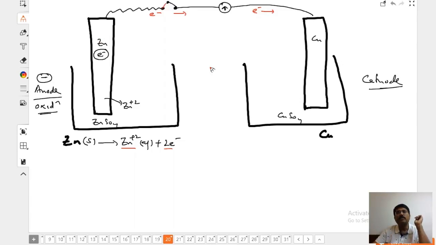So zinc acquires a negative charge. First, zinc was neutral before the reaction. Now some electrons have been added to it. So it is going to become negative.